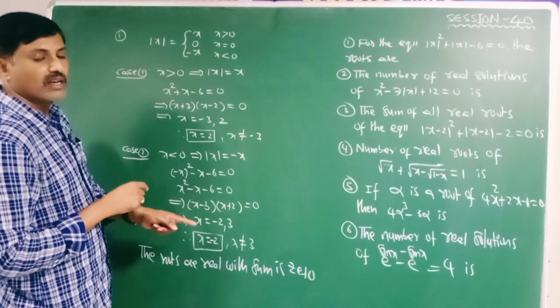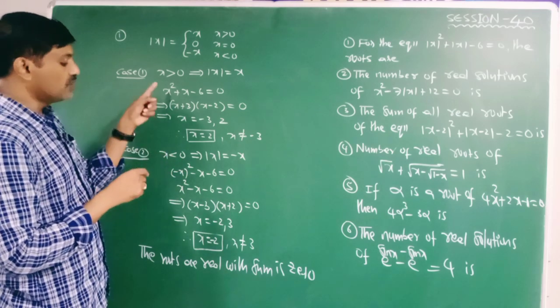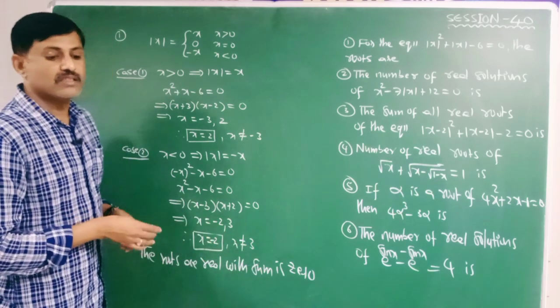Okay, they will give options like this: roots are real with sum 1, roots are real with sum 0, roots are non-real, none of the above. Like this they will give options. Now here our answer is what? The roots are real with sum is 0.